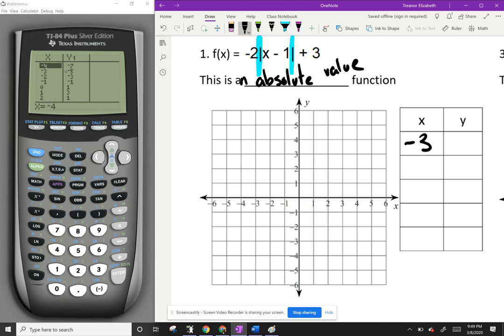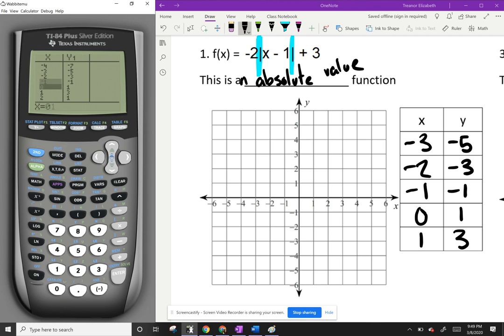So -3, -2, -1, 0, 1. And when x is -3, y is -5. Now just going down the list, -3, -1, 1, 3. And you should scroll down more on your graphing calculator as well. So I'm going to continue to scroll. So even though the rest of these do not fit in my table, when I graph, I am going to include them in my graph.